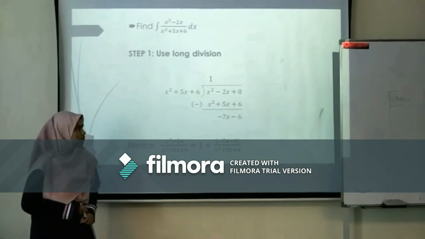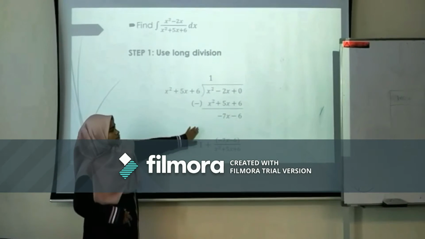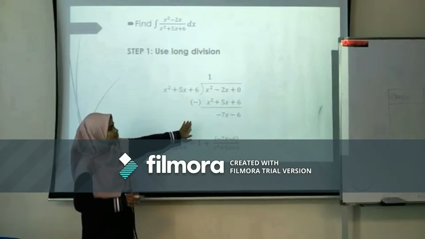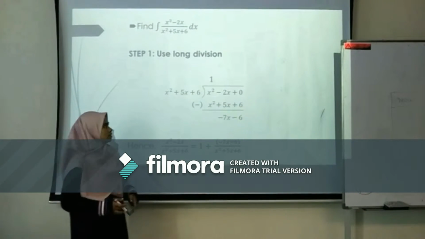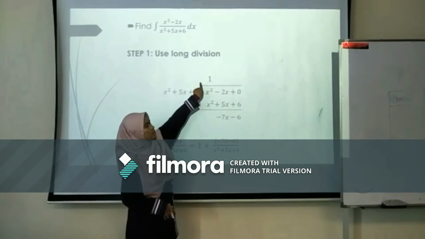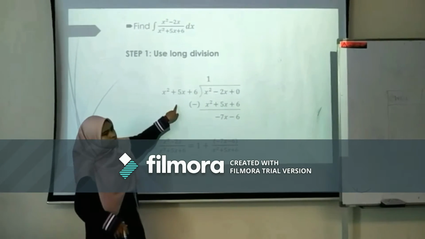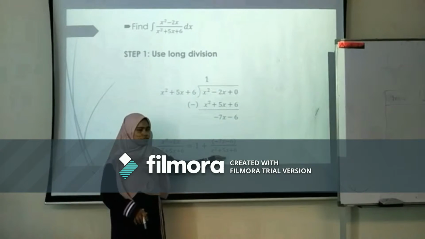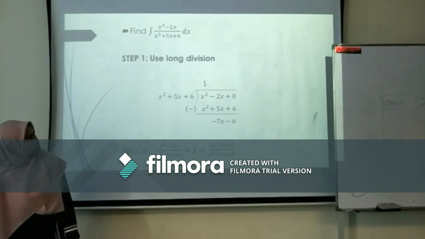Okay, firstly you need to use long division. Long division until you get like this. Okay, you use long division. So the answer is 1 plus, you need to refer to this value, and plus -7x minus 1 over x squared plus 5x plus 6. Okay, you can see this. This is a proper fraction. So we take this part and convert it into partial fractions.